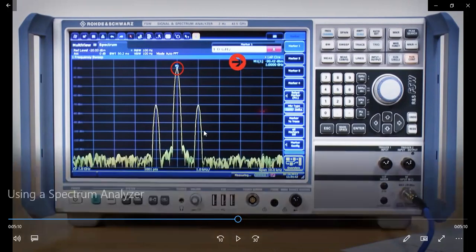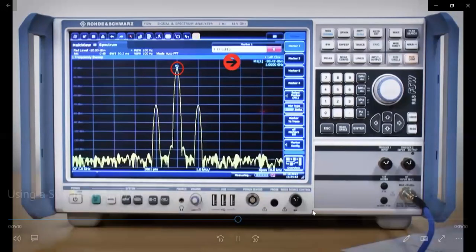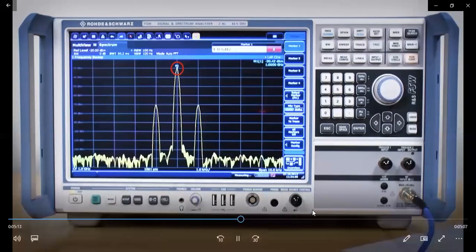Okay, and you see now that it can itself capture the maximum frequency. When you peak search, there is a button, peak search. When you use that, it will show you where you have the maximum level of frequency. It will give both the amplitude and the frequency. Normally, it will automatically find the peak of the signal.